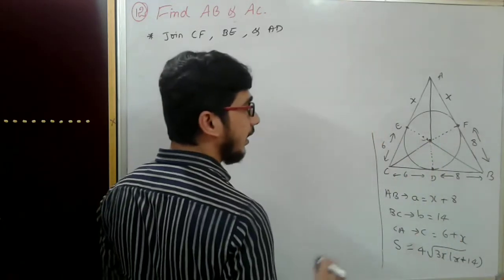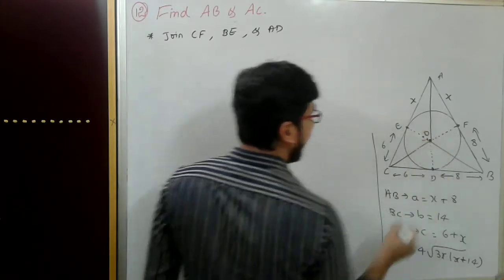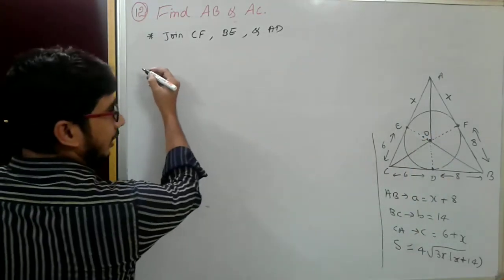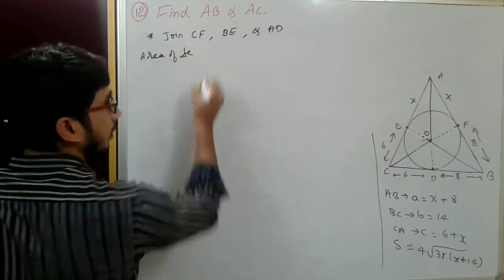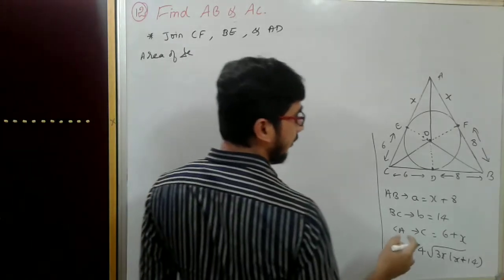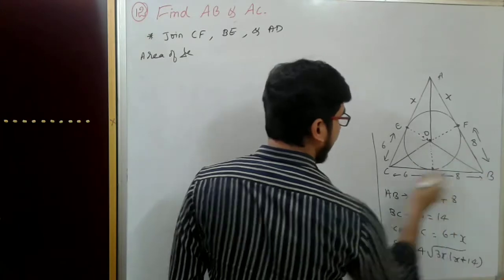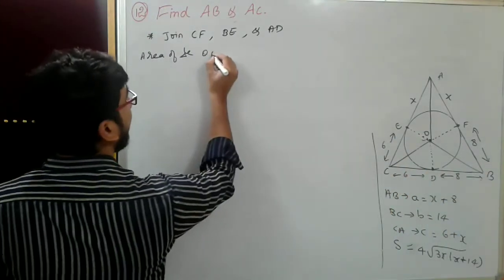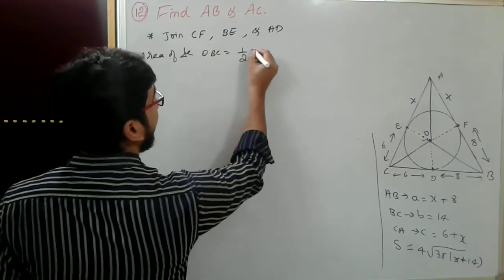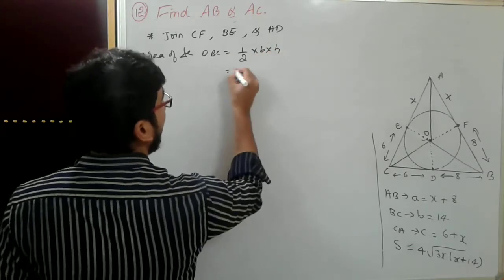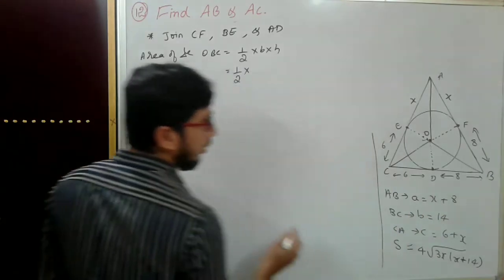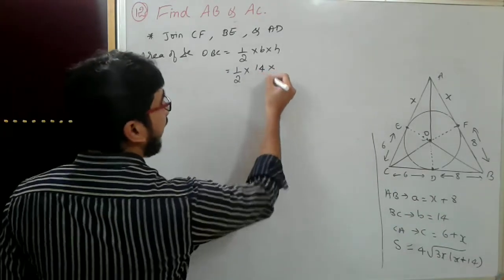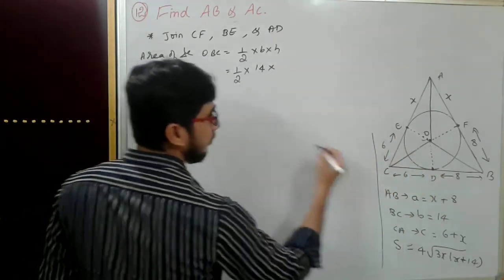Now let us find the area separately. Separately I'll find. Area of small triangle I will take. Very first I'll start from here. OBC. Okay, area of triangle OBC is equal to half into base into height. Half into base, how much? This one is 14. Height how much? 4. You know, no, radius 4.